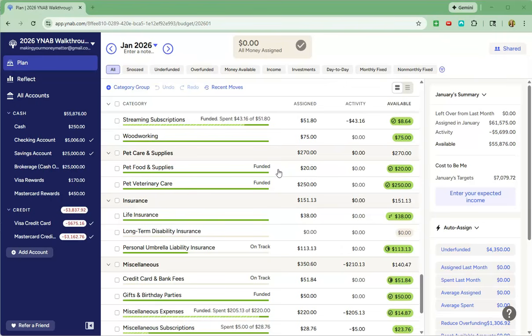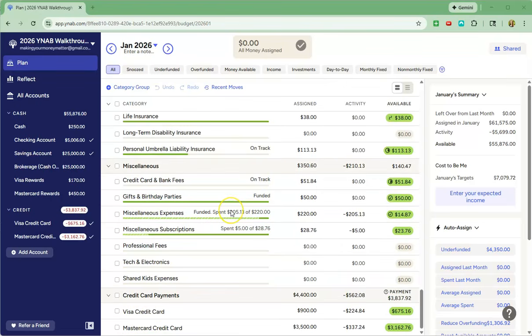I have categories for life, long-term disability, and umbrella insurance. Miscellaneous includes the categories that just don't really fit in the other groups. Here I have my annual credit card fee, gifts and birthday parties, because previously I had a gift category, but the parties were the things that were actually really expensive and I just wasn't properly planning for. Then there's miscellaneous expenses and then various subscriptions.